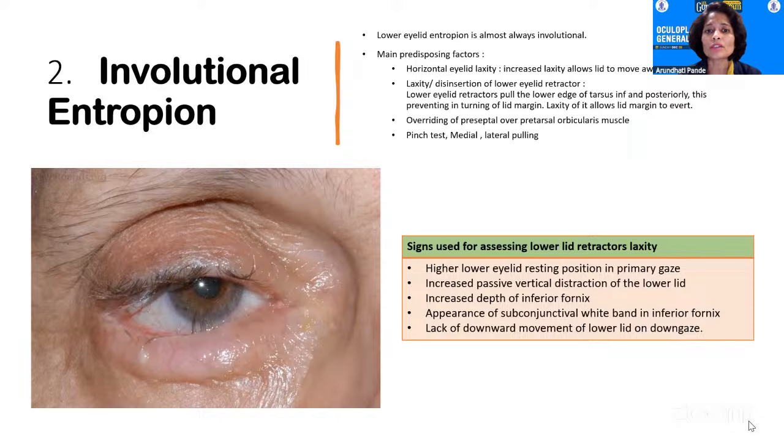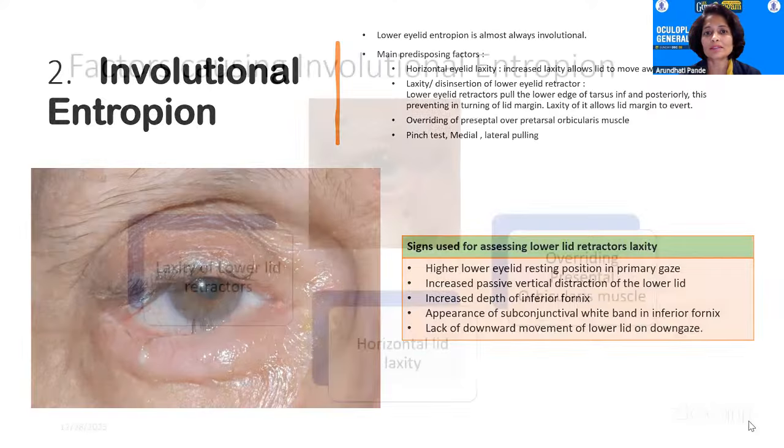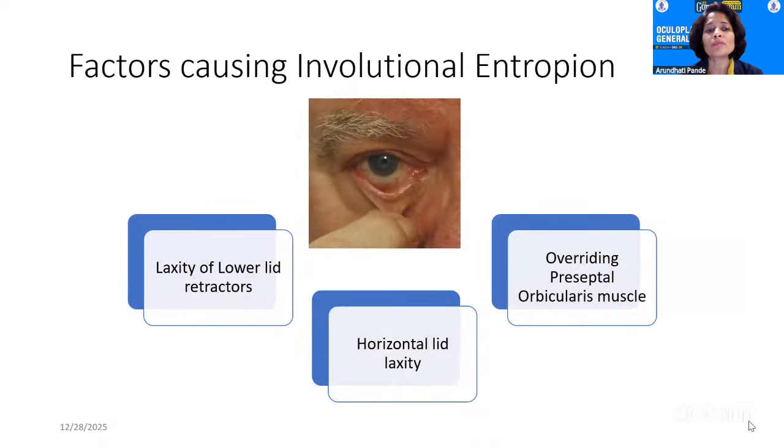So how do we diagnose? It is a pinch test, the anterior pinch test. Then to rule out medial laxity, we pull the lower medial side anteriorly and the lateral side again anteriorly. Signs used for assessing lower lid retractor laxity: higher lower eyelid resting position in primary gaze, increased passive vertical distraction of the lower lid, increased depth of inferior fornix, appearance of a subconjunctival white band in the inferior fornix, lack of downward movement of the lower lid in down gaze. So factors causing involutional entropion are laxity of lower lid retractors, horizontal lid laxity, and overriding preseptal orbicularis muscle. This picture is showing a pinch test.